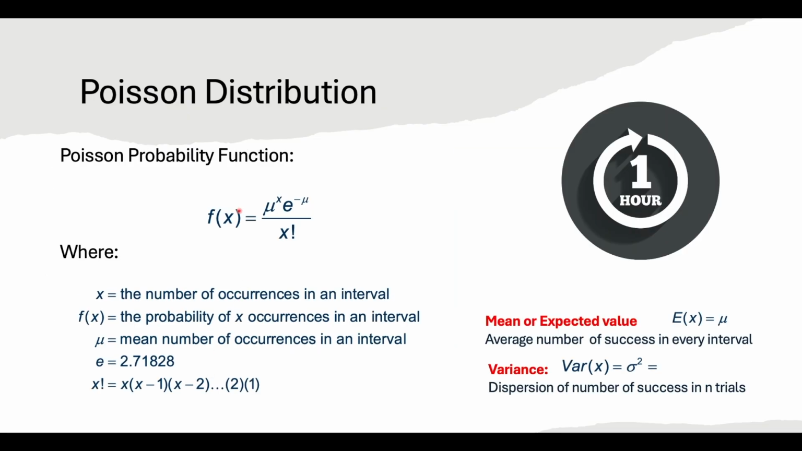This is the Poisson distribution mass function, or the probability function. Mu is the average number of occurrences in the interval. X is the number of occurrences in an interval. And f of x is the probability of x occurrences in an interval. E is the exponential number 2.71828, and x factorial is the multiplication of x by any lower number up to 1. Like any other probability distribution, Poisson distribution also has a mean and variance.